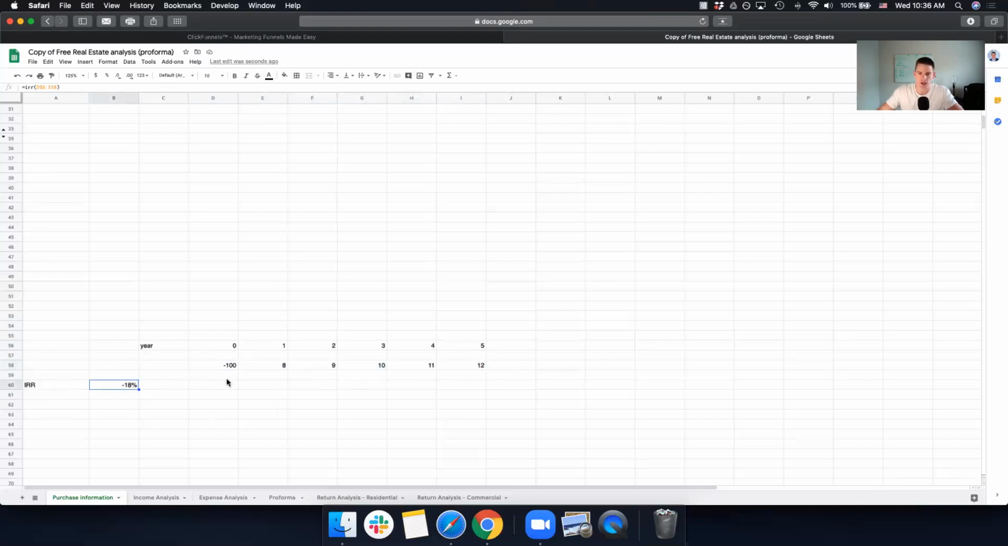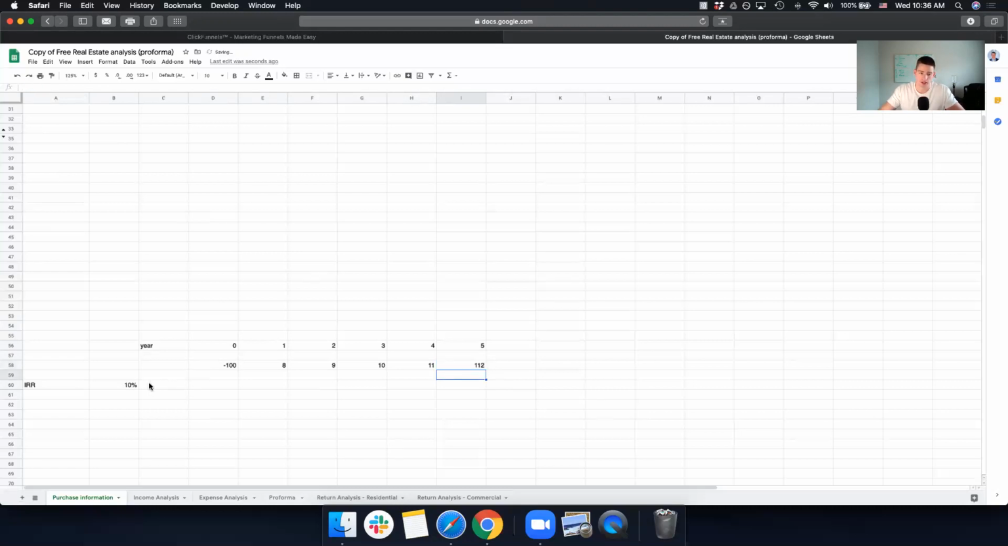So IRR is not very happy with this computation. But let's say that we didn't actually increase the value of the property, and we sold the property and we got our initial money back. So in year 5, let's say we got our $100 back. I'm going to do 100 plus 12 so that in year 5, I receive $112. And let's see what happens to our IRR.